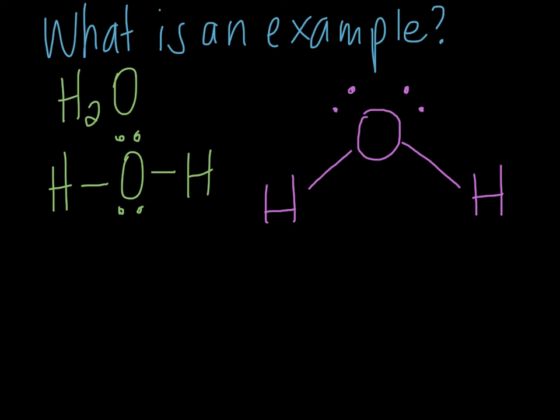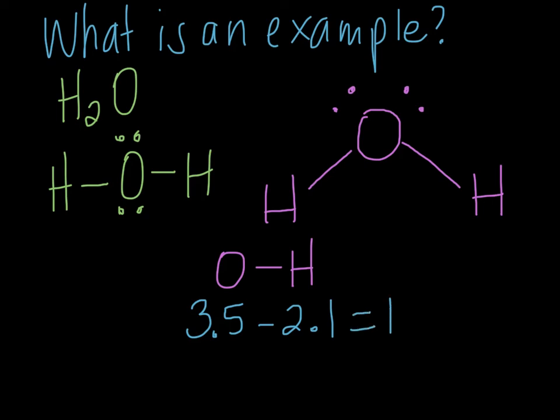And so let's look at the actual individual bonds. So we have a bond between oxygen and hydrogen. If you have the electronegativities, which I will provide to you, oxygen has an electronegativity of 3.5. Hydrogen has an electronegativity of 2.1. So all you need to do is get the difference between these 2 numbers, and that's just a difference of 1.4. So this falls on the scale as polar.